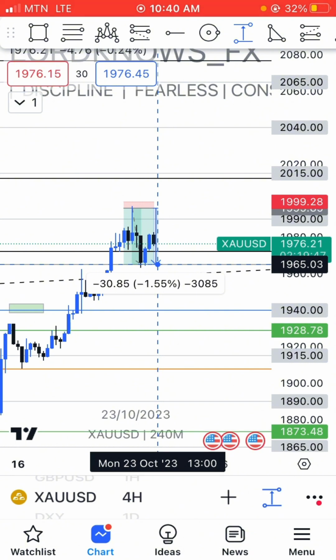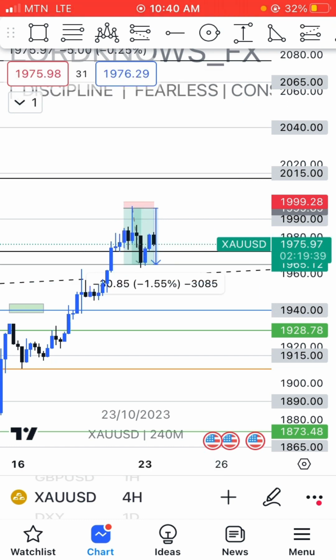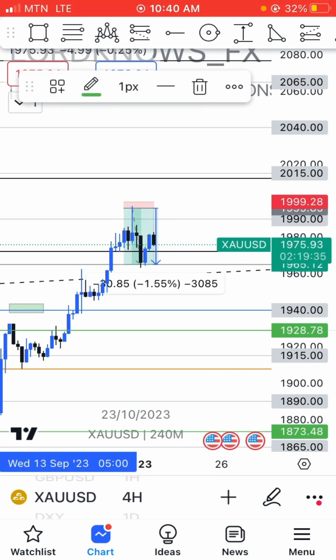I made 300 pips on gold. Wow, 300 pips on gold. Yeah, so I was just fixing only 30 pips though. So the ratio was 1:8. Okay. Yeah, so that was on gold.